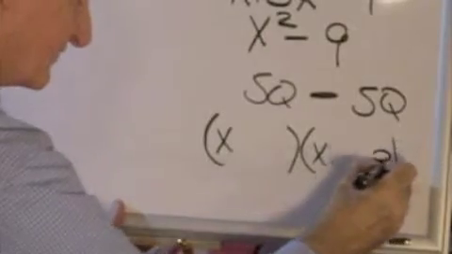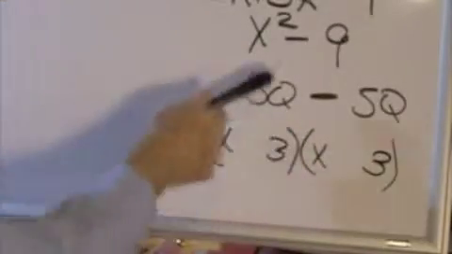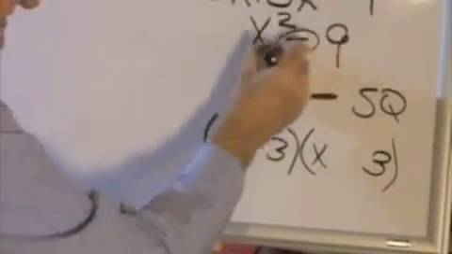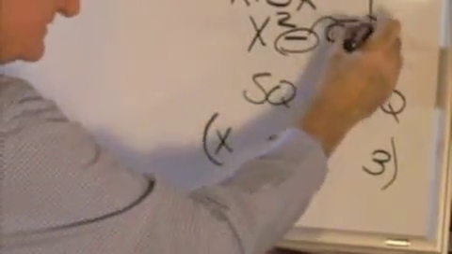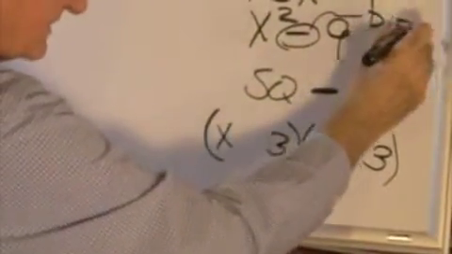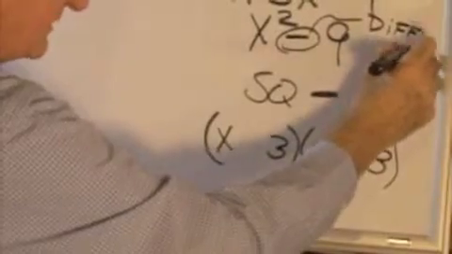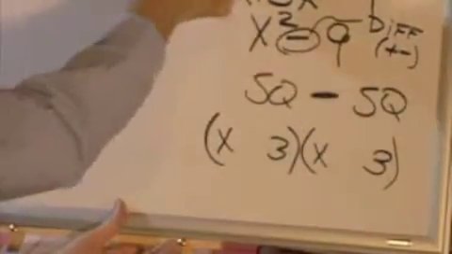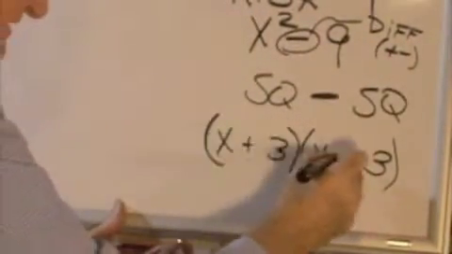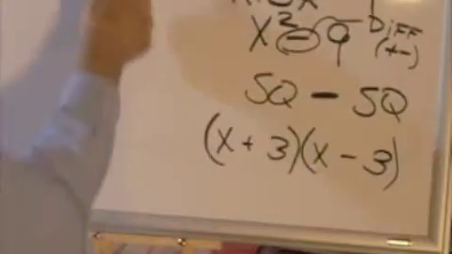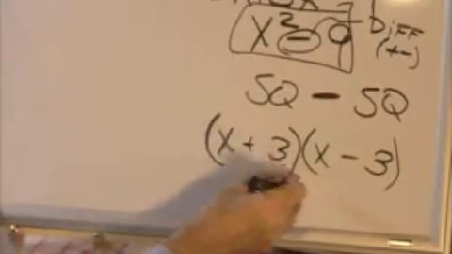You've got 3 and 3. The minus says it's the last sign. That means it has a different sign pattern, plus minus pattern. The plus minus. X plus 3, x minus 3. That's how you foil it and get this answer. And that's how you factor it.